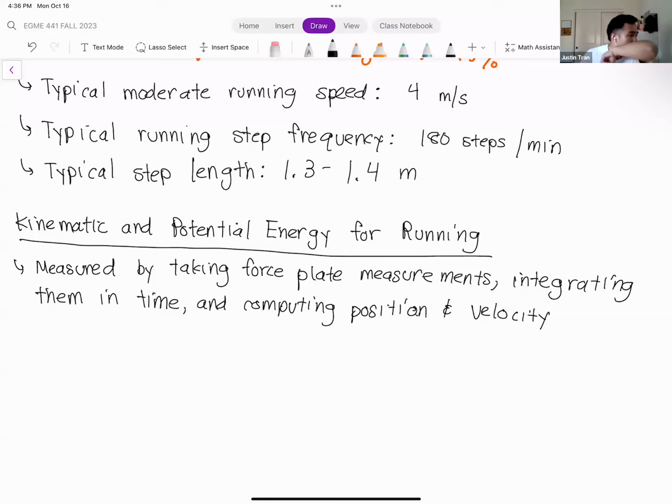With running, we don't see this. Running, we actually get the opposite.